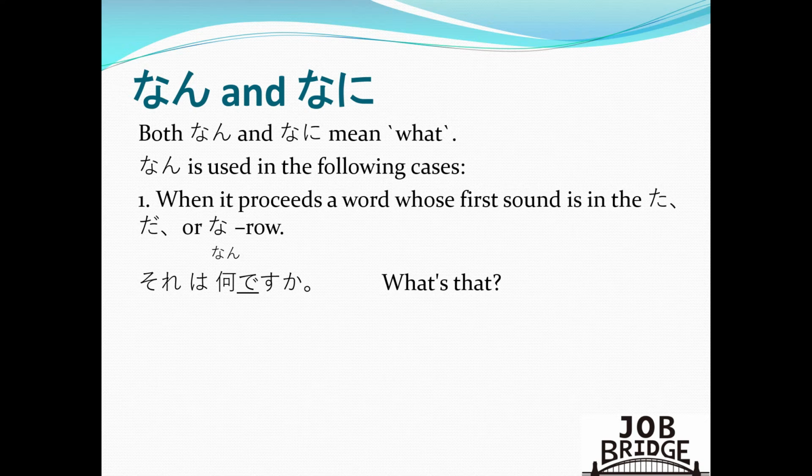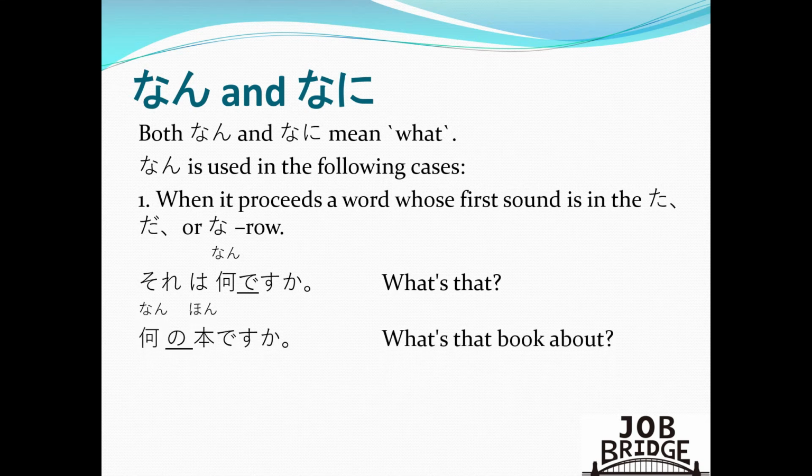Now, next example. What's that book about? Nan no hon desu ka? And then, why did we use nan in this sentence? Because it precedes the letter no. Okay, very good. Lastly, what do you say? Nan to imasu ka? And why did we use nan again instead of nani? Because it precedes the letter to. Alright, very good. I hope everyone gets that.